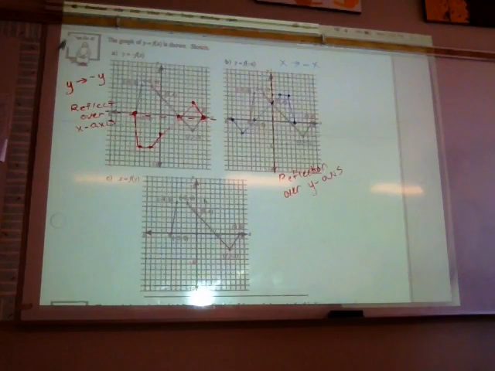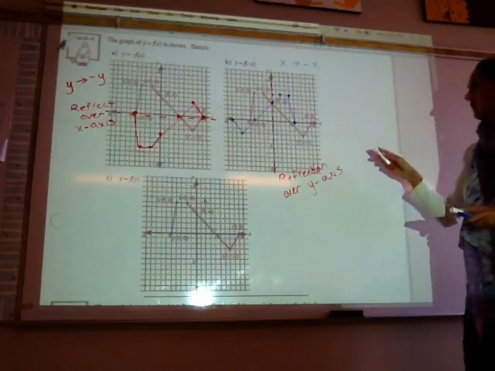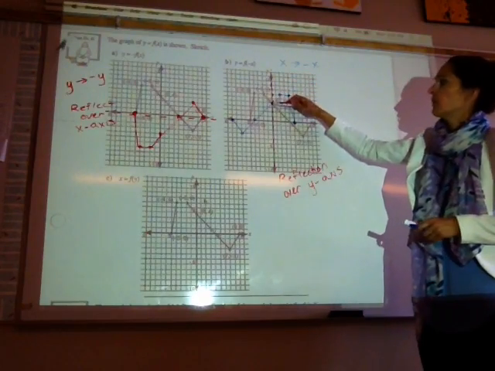Where do our invariant points exist? Good, on the y-axis. Okay, there's only one this time.